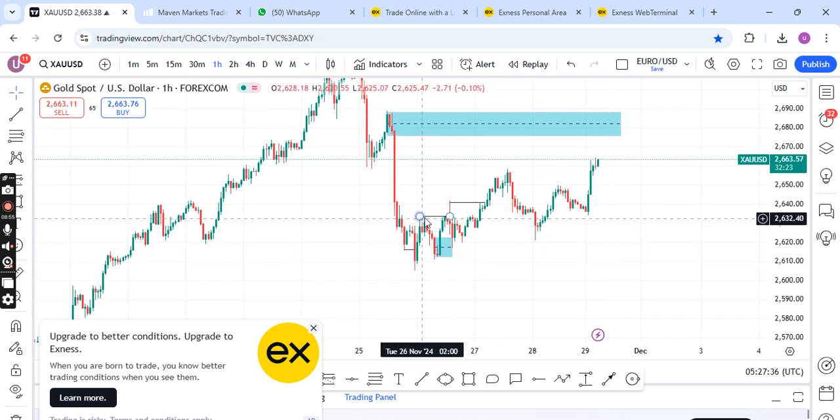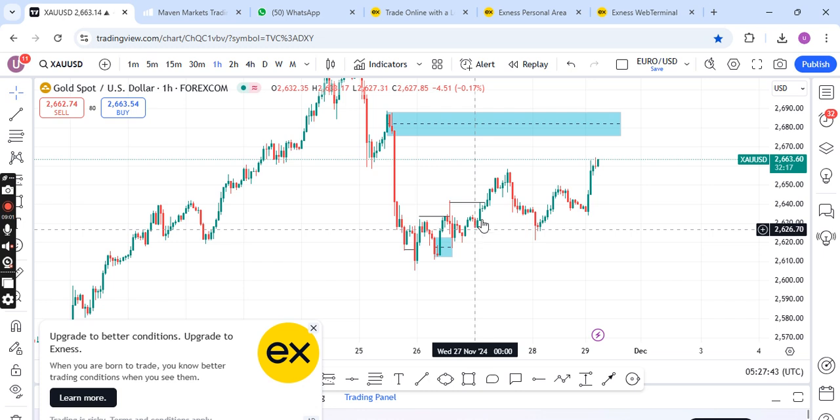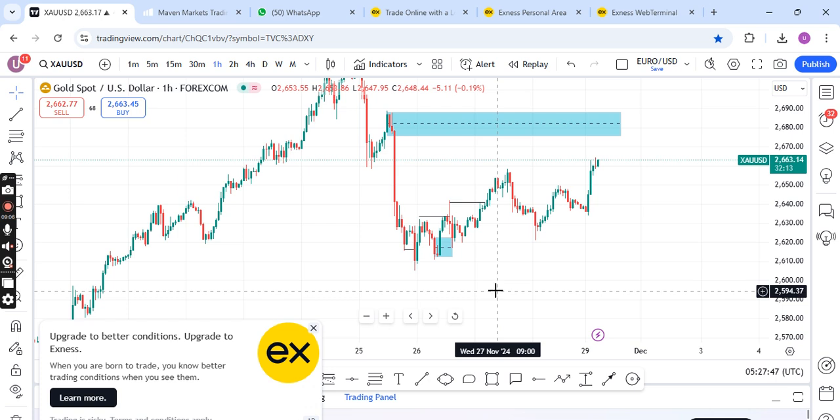I realized that after this change of character, price retraced, touched the very particular zone, then pushed up, retraced, pushed up again. So where is my unmitigated zone? This is my number one unmitigated zone.